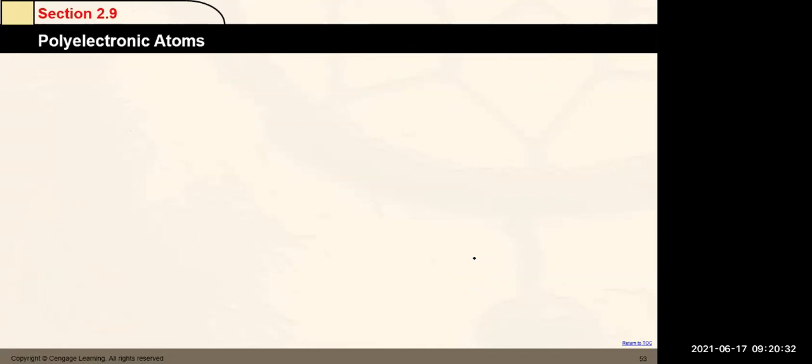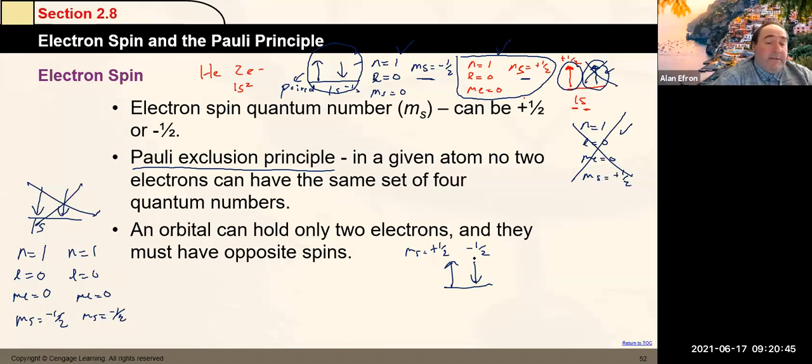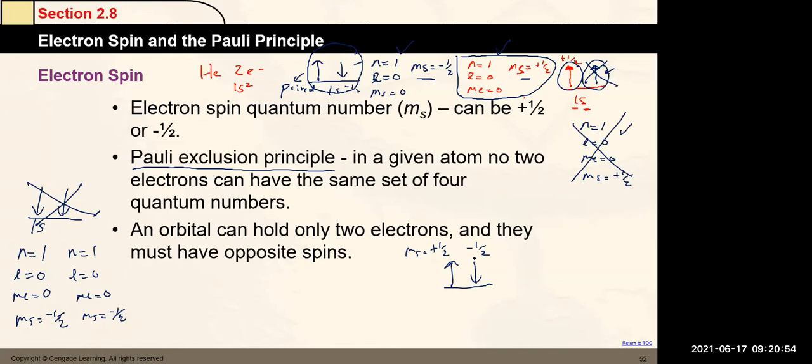Can I ask a question? Yeah. So what if you had n equals 2? What would it be, -3/2 and +3/2, or is that correct? Are you talking about the spin? Yeah. No, the spin will always be, no matter what energy level it's on, either +1/2 or -1/2. Oh, okay. Sounds good.